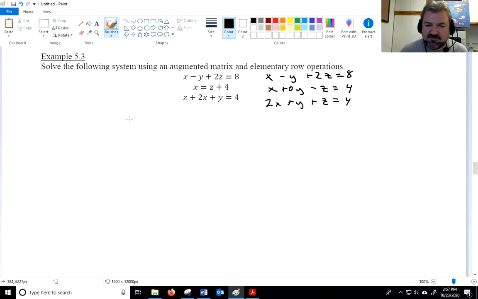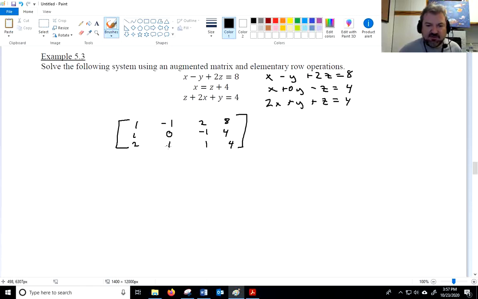So what kind of matrix does that give us? It gives us 1, negative 1, 2, 8. 1, 0, negative 1, 4. 2, 1, 1, and 4. Okay, so there we have it.